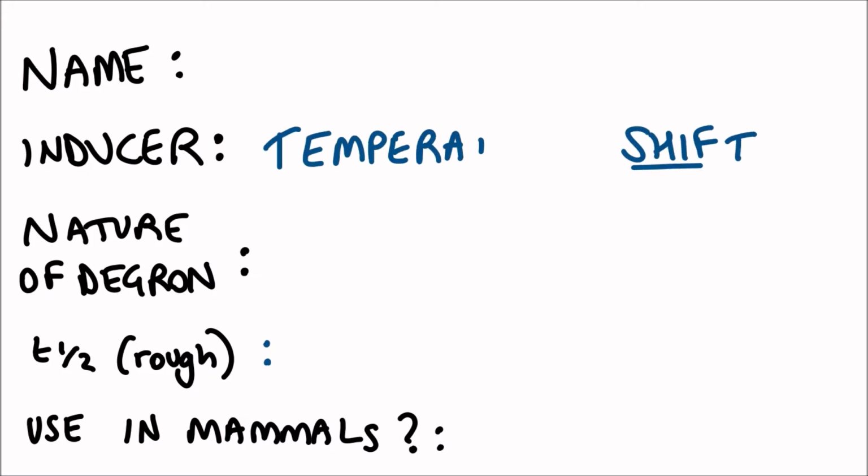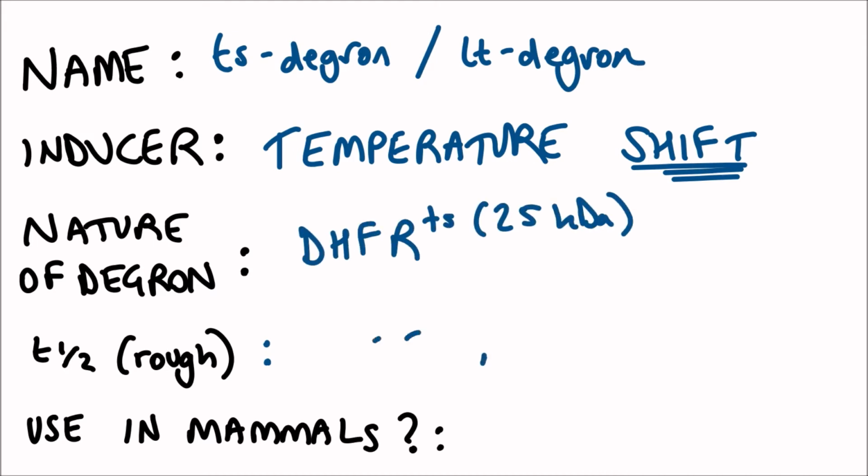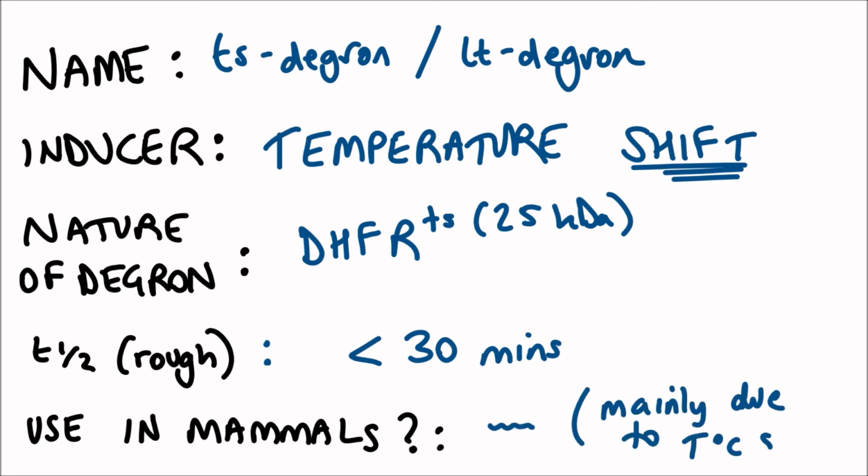So, at least so far that I think, there are two main systems, the TS degron and the LT degron, TS standing for temperature-sensitive degron. These systems work by altering the temperature from a low to a high temperature that alters the stability of this degron or the conformational change that enables the degron to be recognised by the protein degradation system, enabling a roughly 30-minute depletion time, at least when using this dihydrofolate reductase temperature-sensitive degron, which is around 25 kilodaltons.